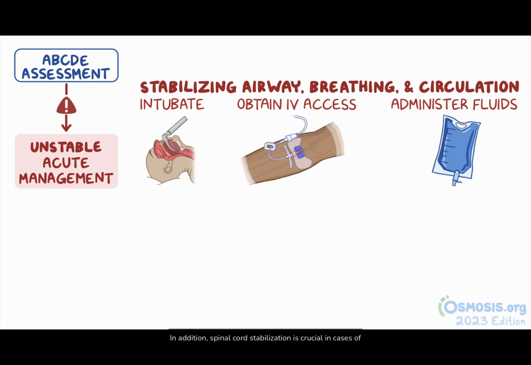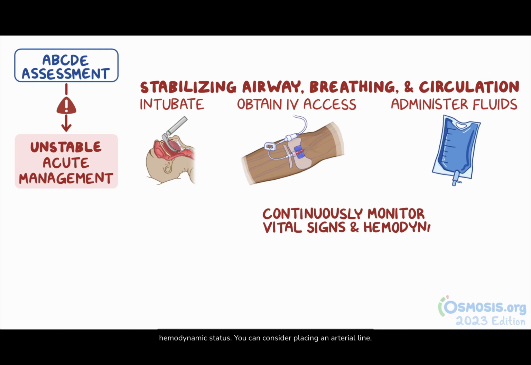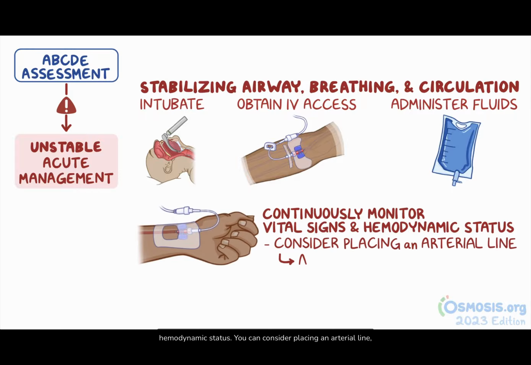assessment. In addition, spinal cord stabilization is crucial in cases of neurogenic shock with suspected spinal cord injury to prevent further damage. Make sure to continuously monitor the patient's vital signs and hemodynamic status. You can consider placing an arterial line, which will allow for more accurate monitoring of the patient's blood pressure and mean arterial pressure, or MAP.